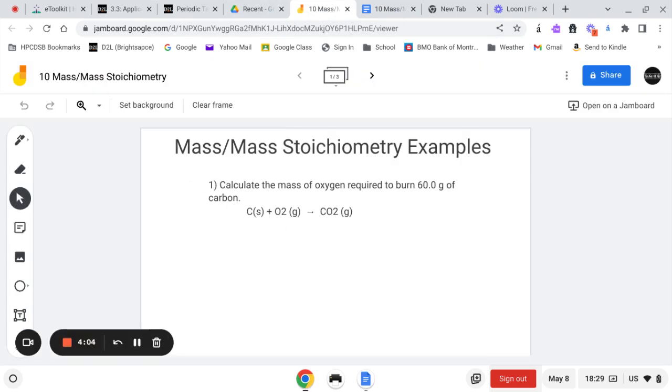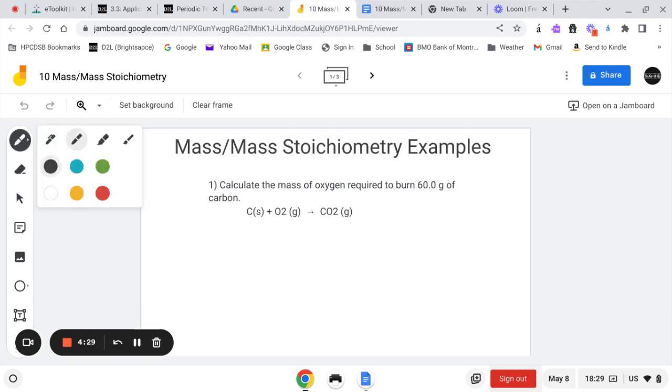Okay, so this first question is saying, calculate the mass of oxygen required to burn 60 grams of carbon. So yesterday we would have been asking you to calculate the moles. We would have given you a mole value to start with. The only difference today is that we are going to have to either calculate moles ourselves or go from a mole value and convert over to mass.